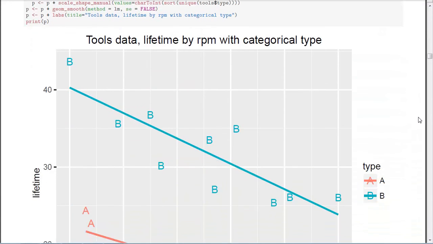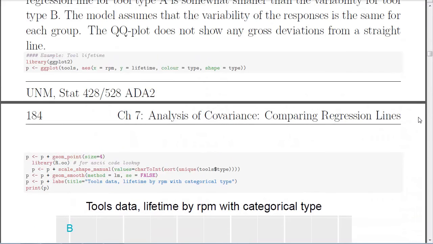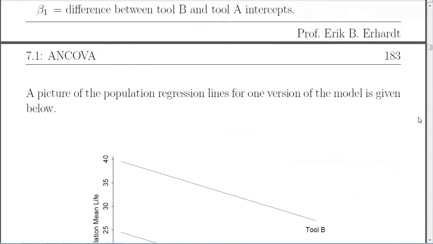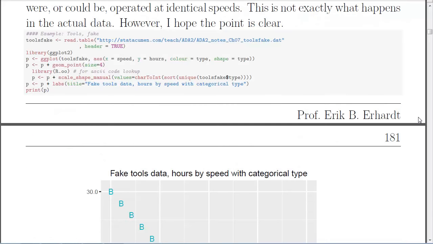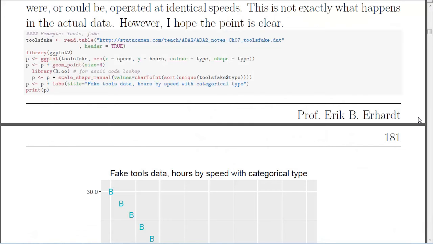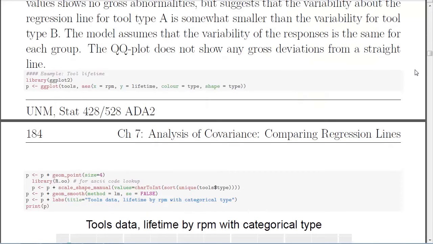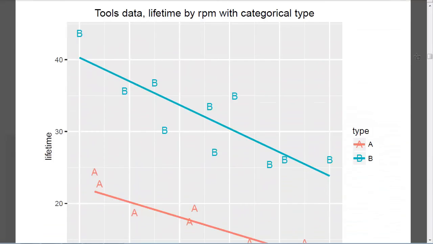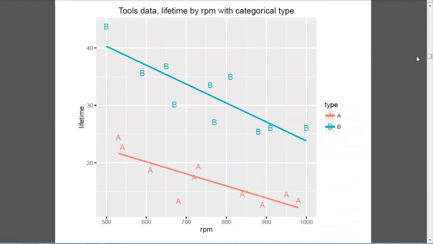All right. So let me page up for a second. So there's this fake data set, and then tools, page up again, tools fake. Okay, so this is the tools fake data set. There's a second data set, paging down, called tools, which I don't have the code here to read in, but it is in the R code for this chapter. And here's the data for these two tool types. Okay, so this is the real tools data.